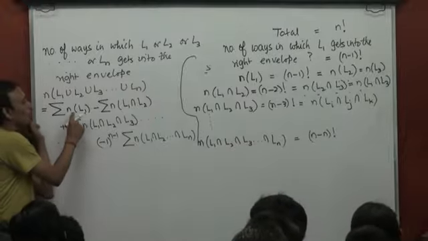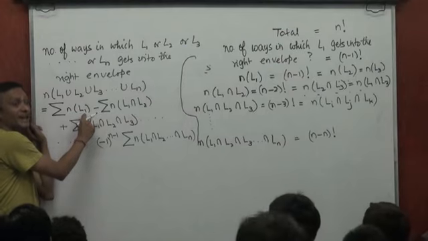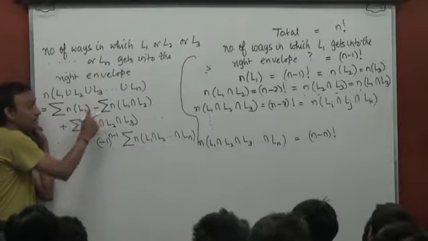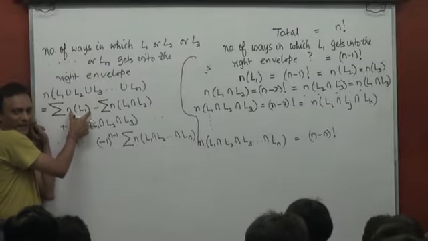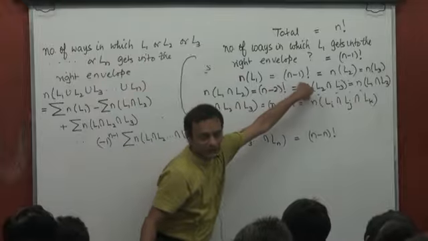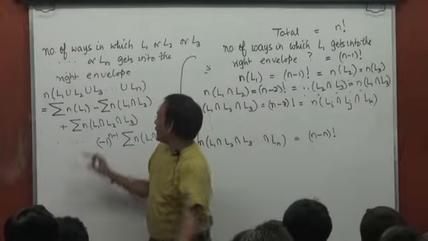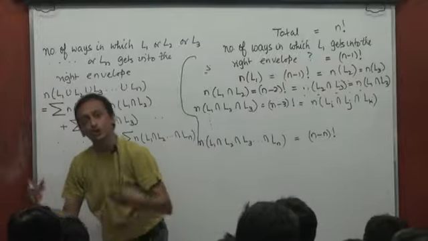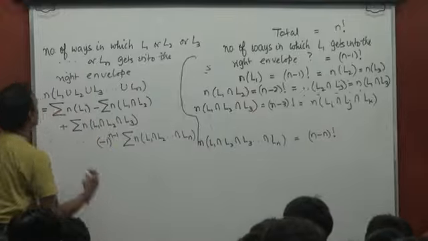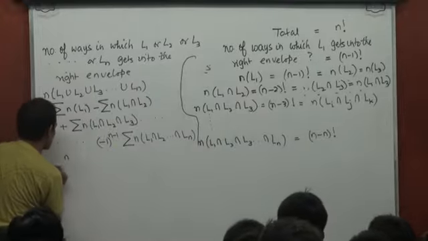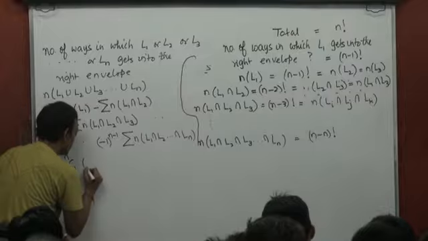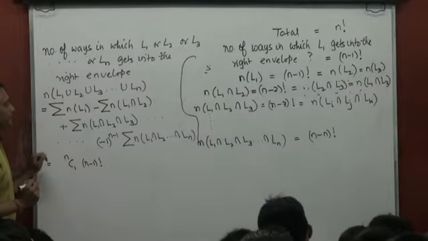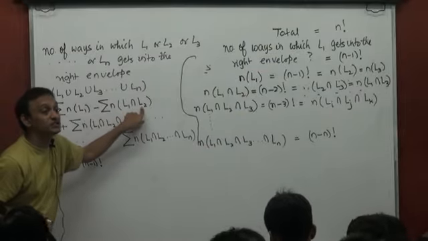Now, how many terms are in this? There are nC1 terms, n(L1) plus n(L2) plus n(L3) plus n(Ln), nC1 terms, and each of value n minus 1 factorial. There are nC1 terms prevalent in the summation and each of value equal to n minus 1 factorial. So this is like nC1 into n minus 1 factorial. Clear?